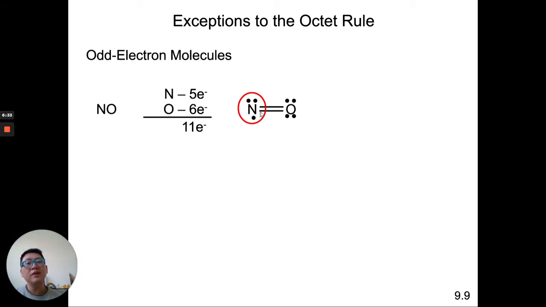Nitrogen's a group 5 element, 3 dots, 2 lines. This formal charge is 0. Oxygen is also formal charge 0. Group 6, 4 dots, 2 lines. The formal charge of that is also 0.